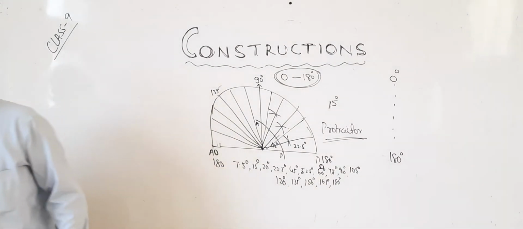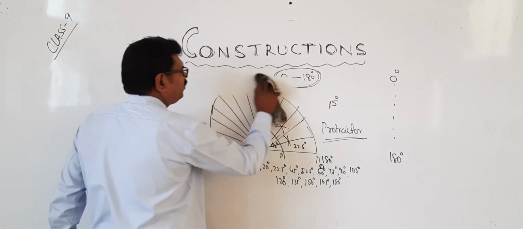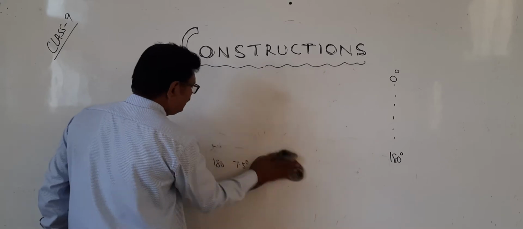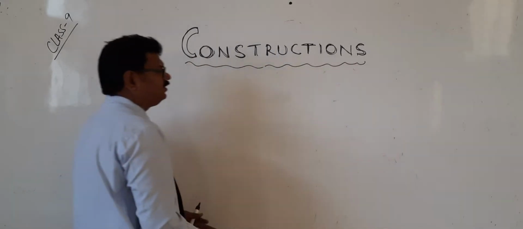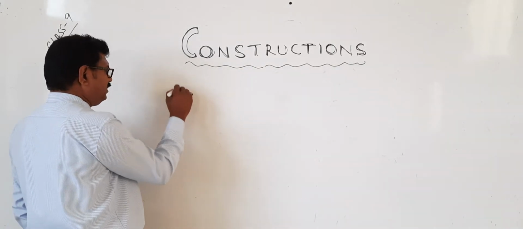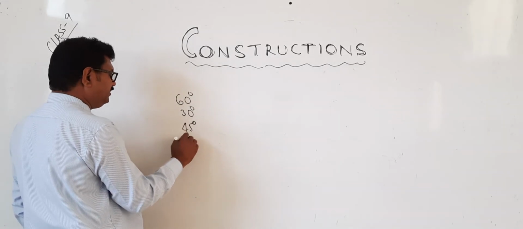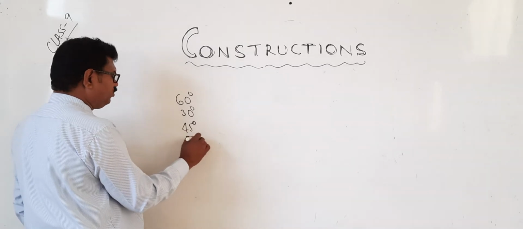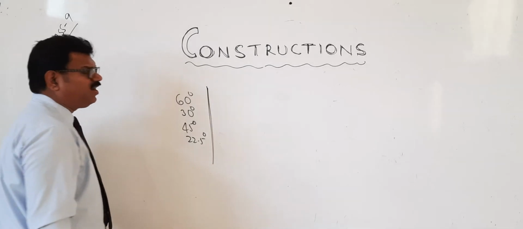Yes. Some of the angles will come directly only. For example, 60 degrees, 30 degrees, 45 degrees, next 22.5 degrees. So we have to draw all these angles.